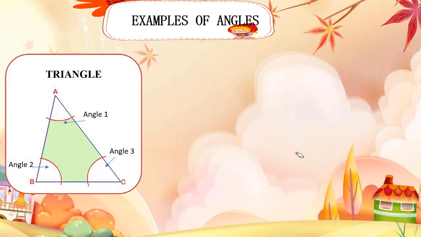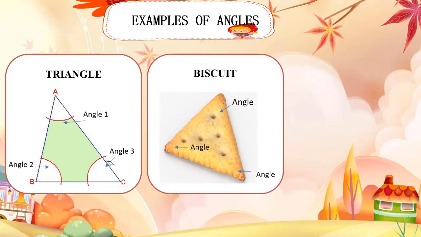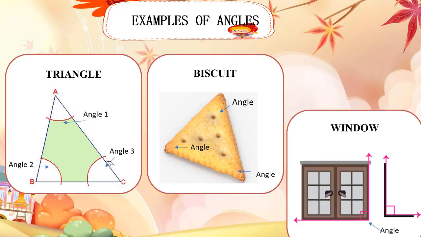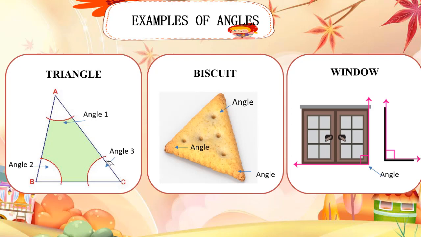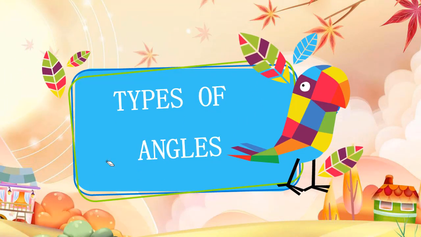First, we have a triangle. As you can see here, the triangle has two sides creating an angle. Two sides of the triangle create one angle: angle 1, angle 2, and angle 3. Next example, as you can see, teacher has a biscuit. The sides of the biscuit also create 3 angles. Next we have a window. The sides of the window also create 4 angles. So the question is, how many kinds of angles are there?